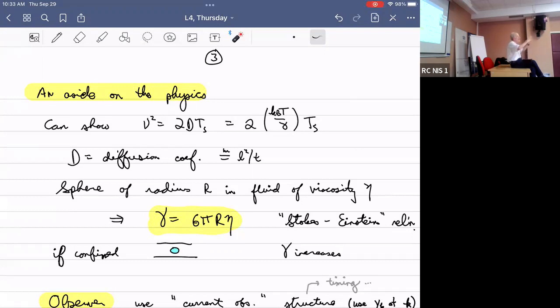And for the case of a sphere moving in water, this friction coefficient is set by Stokes' law. And so this gamma is 6 pi times the radius of the sphere times the viscosity of the fluid. So this is the coefficient that connects the force that you exert on a sphere with its velocity. So it's a completely overdamped case. So you pull at a constant force and it will go at a constant velocity, and gamma is the proportionality constant between them.